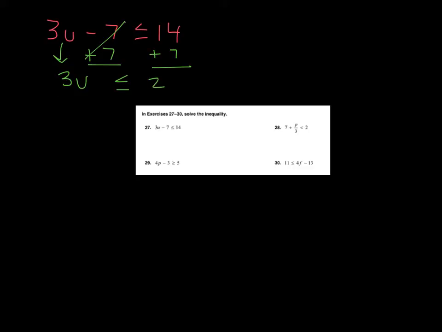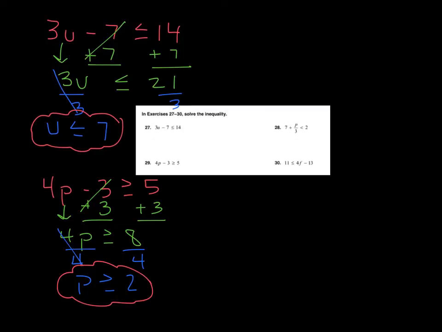14 plus 7 is 21. I brought down my 3u, and the opposite of multiplying by 3 is to divide by 3. When I do that, 3 divided by 3 will cancel, and u is going to be less than or equal to 7, which would be our answer. Okay? Why don't you pause and see if you can do number 29, because it's really similar to 27. Then you can check your work with mine.